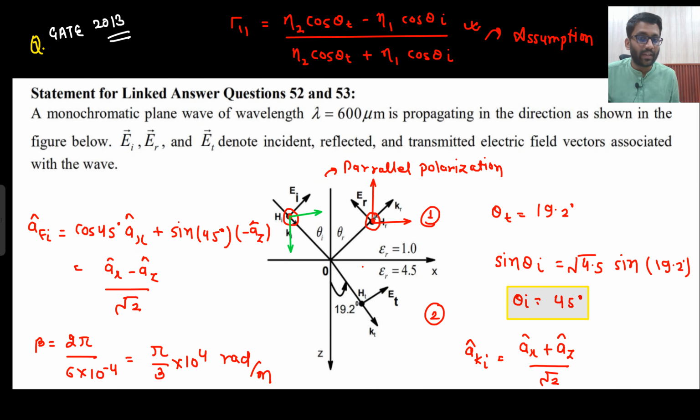But blindly you should not take the opposite direction. You should always understand what was the assumption you made when you were deriving. That's why I was focusing so much on the assumption, that when I was deriving the equations, what was the assumption I am making? So this diagram is not made as per your assumption.